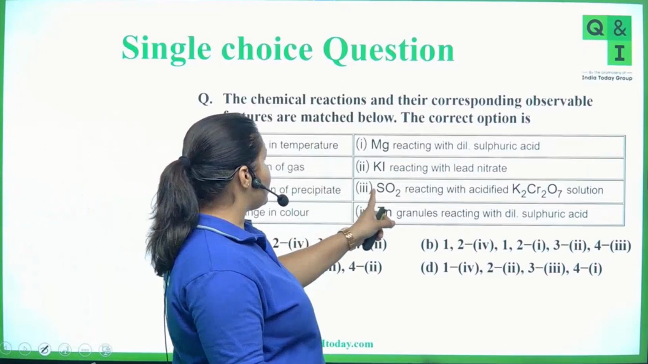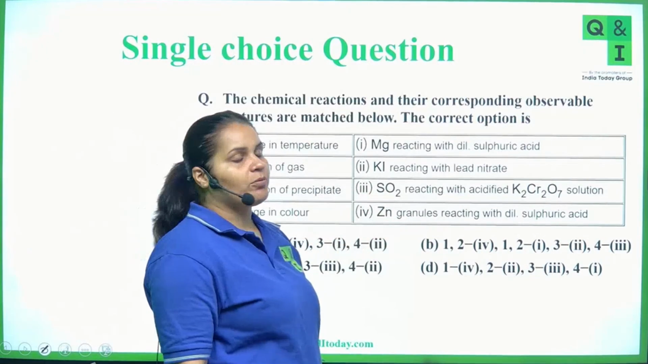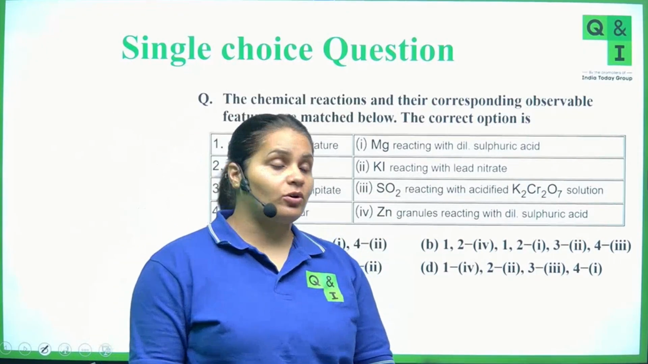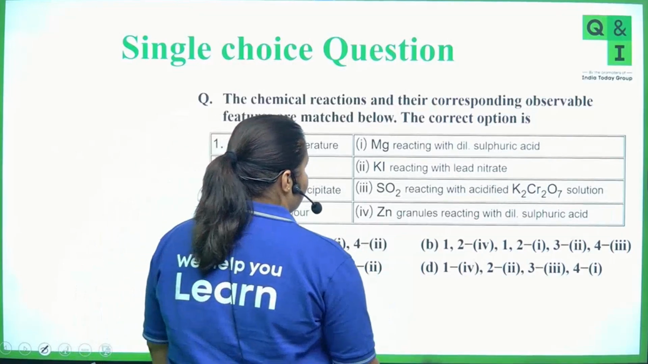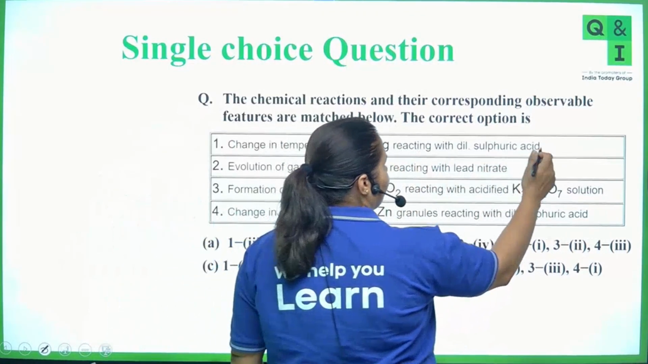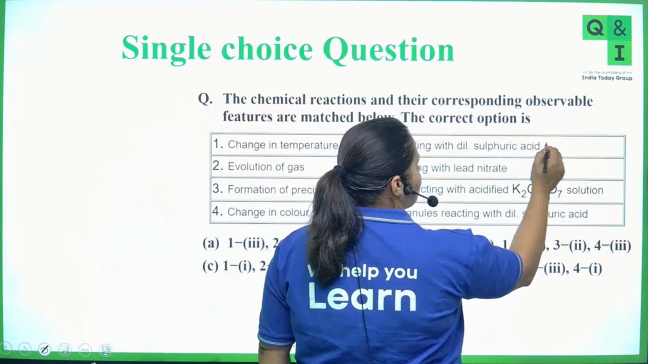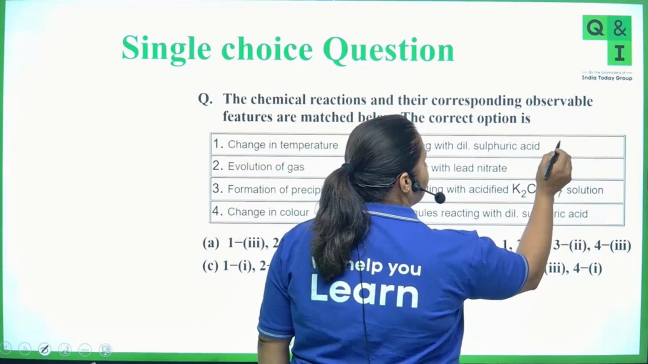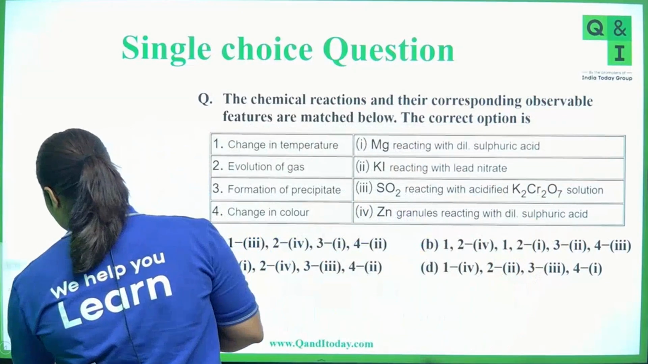Or change in temperature when SO2 reacts with acidified potassium dichromate? Zinc granules. Okay, let's do it the other way round. Here, what is happening? Magnesium is reacting with... Just give me a second.